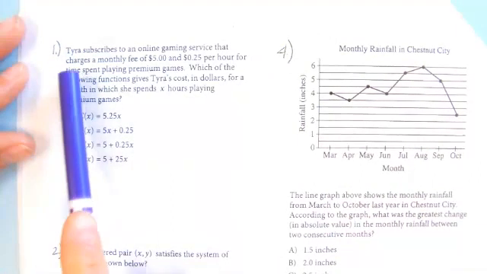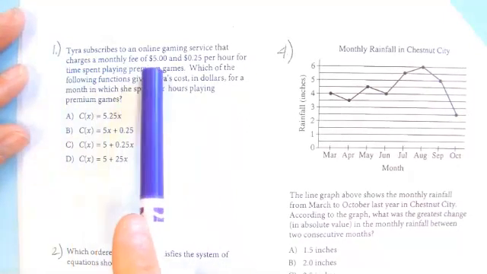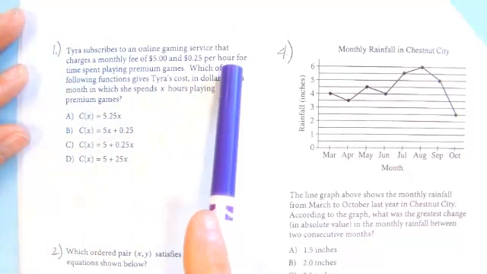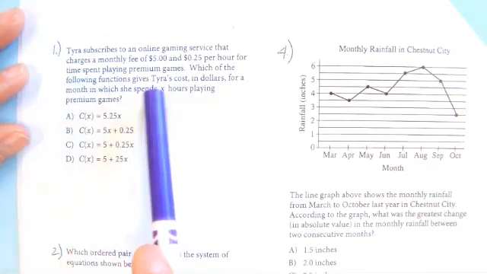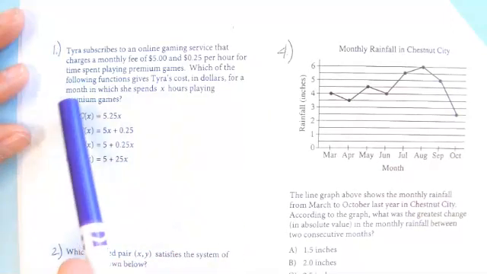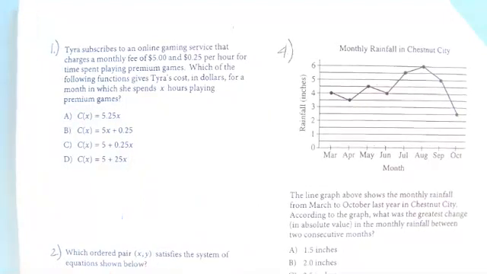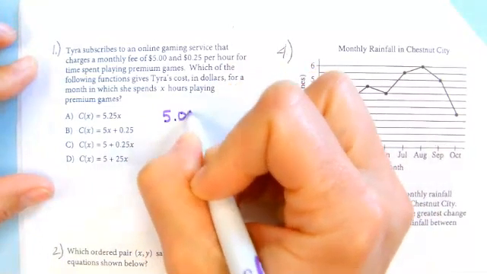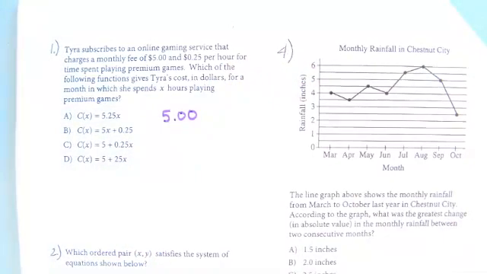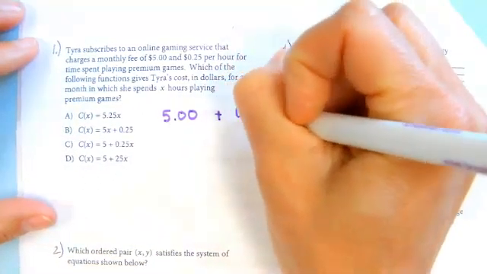The first one says Tyra subscribes to an online gaming service that charges a monthly fee of $5.25 per hour for time spent playing premium games. Which of the following functions gives Tyra's cost in dollars for a month in which she spends x hours playing premium games? Okay, so we know that we have to include $5 in what she's going to pay. She's going to pay that for the monthly fee, and then she's also going to play premium games. So we're going to add that to her costs.